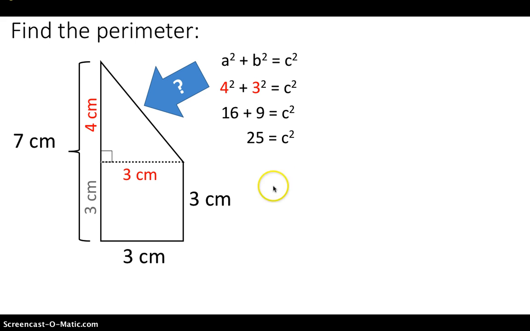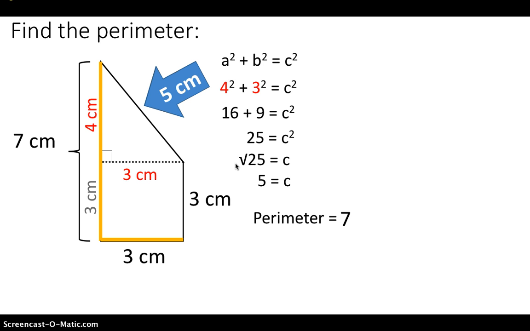Now we want to know what c is, not c squared, so we take the square root of both sides and we find out that c is 5. So we now know that that length there is 5. Now that we're finding the perimeter, we just add up all the sides. The perimeter is one side, which we know is 7, plus the next side, which is 3, plus the next side, which is 3, and then the last side, which is 5. We add up all those numbers and we get 18.